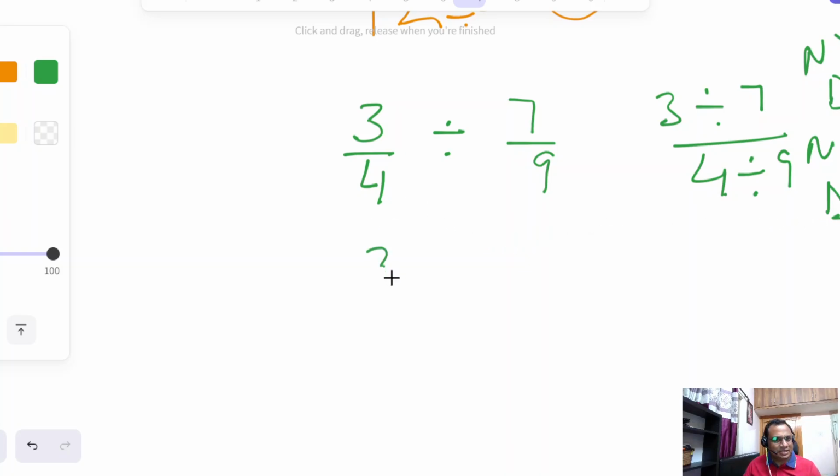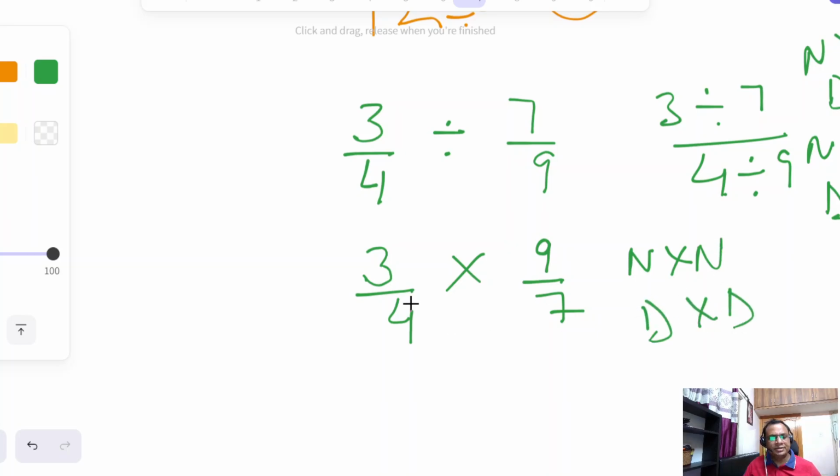And what's that? Keep the first fraction as it is, don't touch. Division sign makes it multiplication. And flip the next fraction. Flip, when I say, make the numerator denominator, denominator numerator. 7 was my numerator, 9 was my denominator. Now it will be the other way around, 9 upon 7. And now same concept we have just learned in multiplication of fractions. Just multiply the numerator with the numerator, denominator with the denominator. So 3 times 9 is 27 and 4 times 7 is 28.